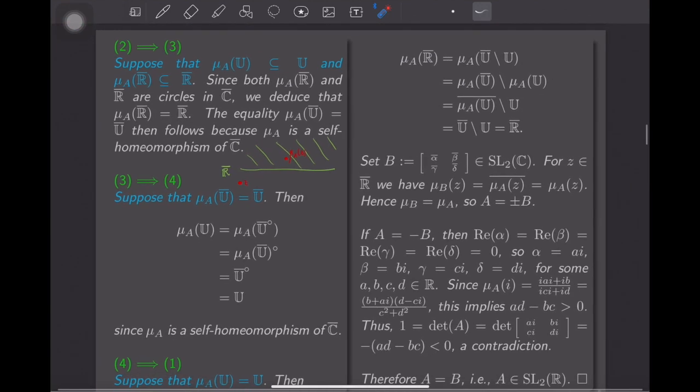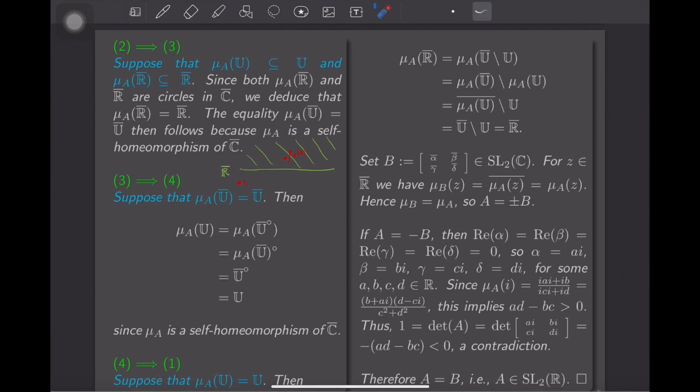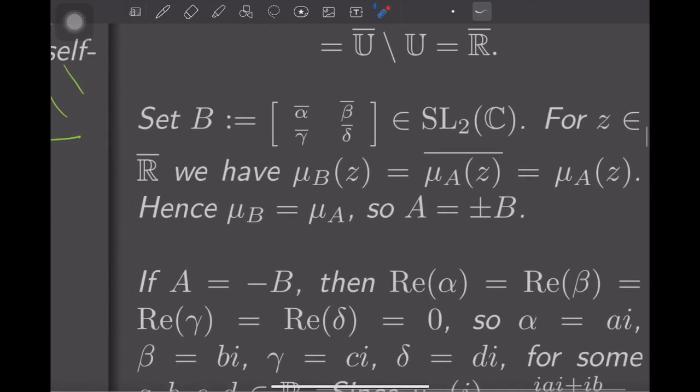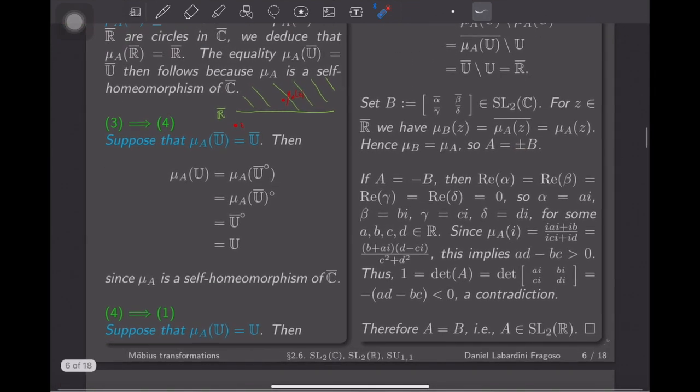Okay, what do I want? What I would want is actually that A is equal to B, because then alpha is equal to alpha conjugate, and so a real number. Beta is equal to beta conjugate, and so a real number, etc. So what I really want here is that A be equal to B. So I want to discard the other option. Right? So I'm going to discard it.